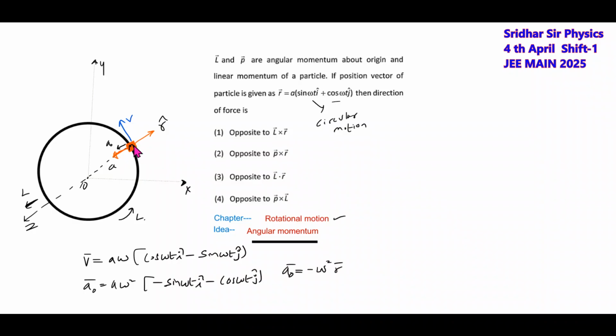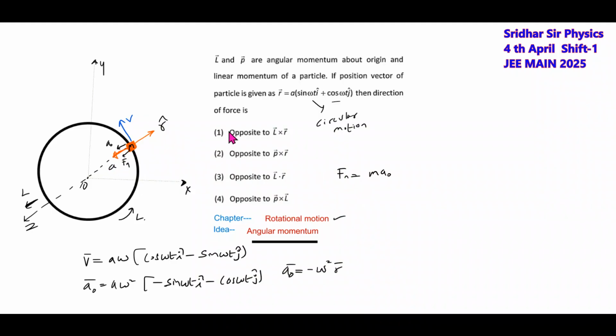Based on that a naught vector, the speed of the particle will be constant. It's going to move in a circular path with a constant speed, so it will have only centripetal acceleration. Then what is the centripetal force? Fn should be equal to m a naught, which is equal to m times minus omega square r bar.